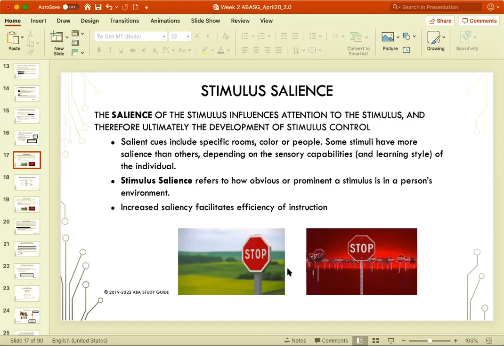So increasing the salience has to do with basically development of stimulus control. So you may want to increase the salience of an item while you're teaching in order to facilitate efficiency of instruction.